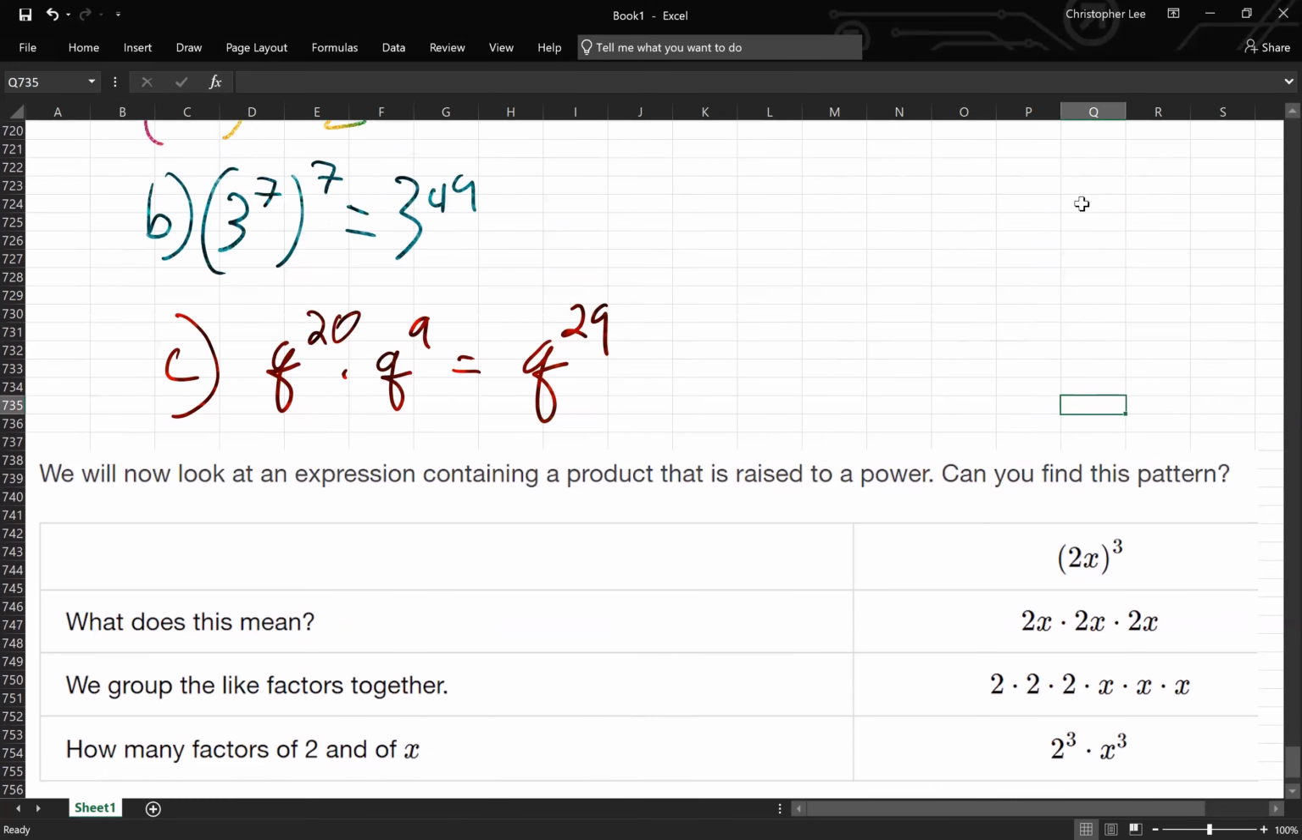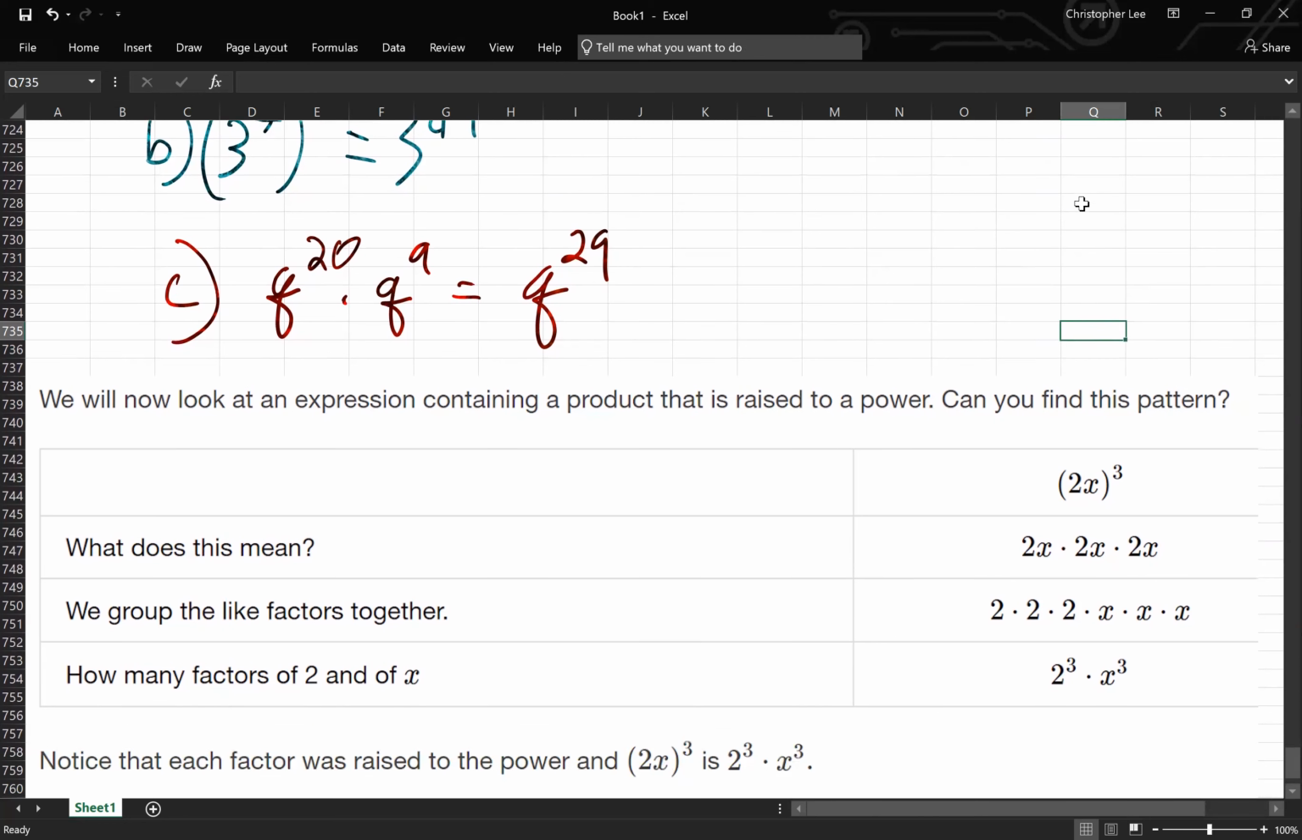So we will now look for an expression containing a product that is raised to a power. Can you find a pattern? Say I have 2x raised to the 3rd power. We know that this is going to become what? 2x times 2x times 2x.